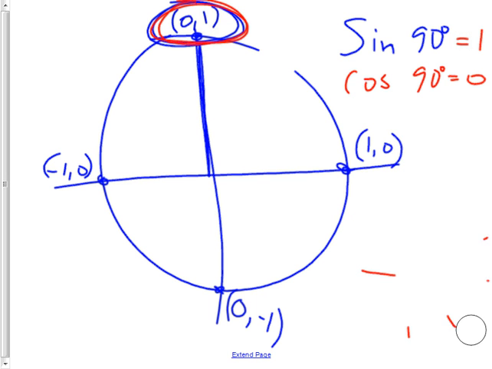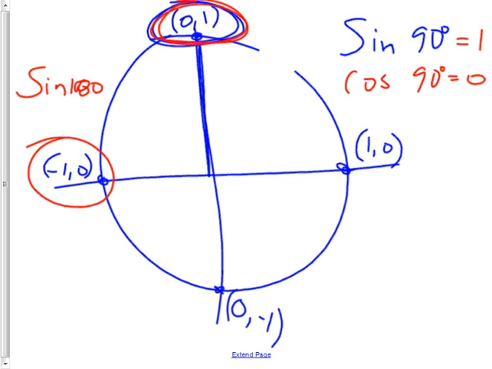Okay, so if you're catching on to this, let's go over to this point. What would that be? 180. So, sine of 180. What's sine of 180? It's the y, which is 0. What's cosine of 180? It's the x, which is -1. Does cosine ever touch -1? Yeah, it goes all the way down and up. It goes from 1 to -1, and 1 to -1.